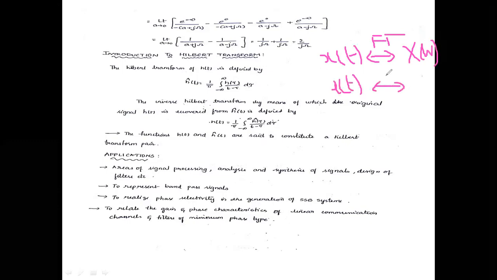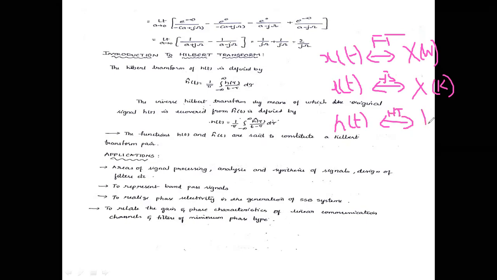For x of t, we can apply the Fourier series. It becomes a function of frequency, x of k. But h of t, whatever the signal, after the Hilbert transform, becomes h cap of t. It is not in the frequency domain. It is also in the time domain only.